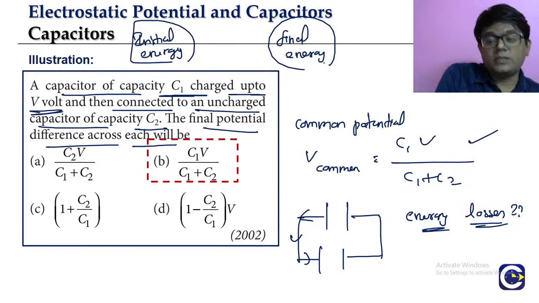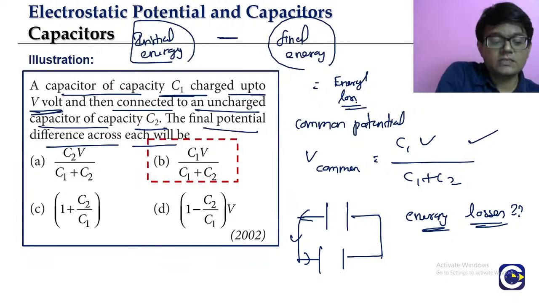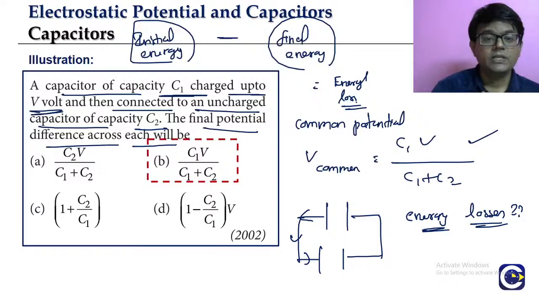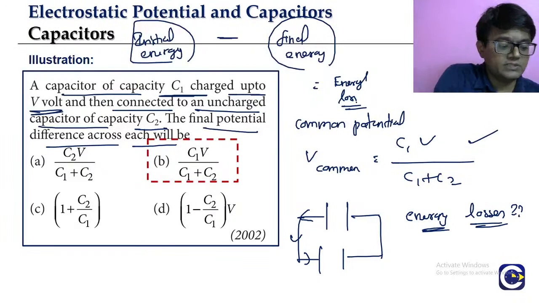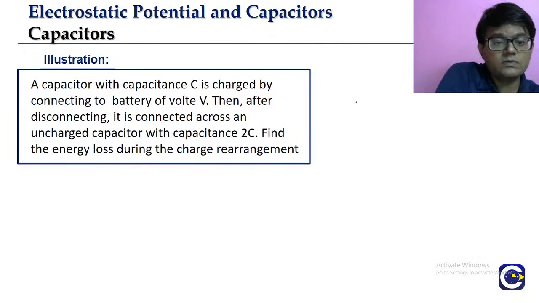When we say energy loss, final energy will be lesser than the initial energy. So if you do initial energy minus final energy, that is what is going to give us the energy loss. So if they're asking us to calculate energy loss, how will we find the energy loss? Initial energy minus final energy. Okay, so that is also another possible question. So we will try to work out an example on that.